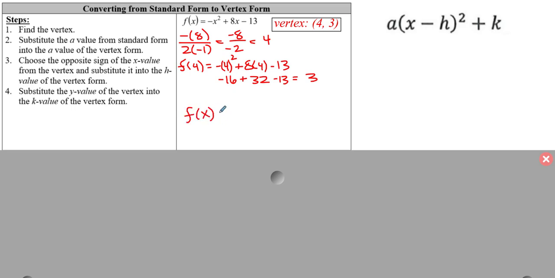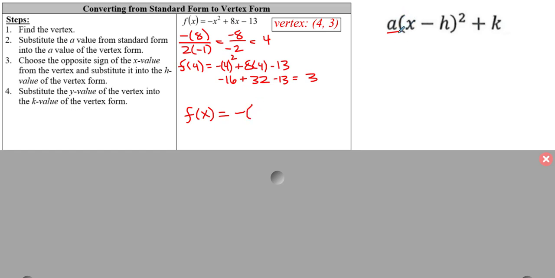So we got f of x, we got our equal sign. All right, that part we know. Then it says substitute the a value from our standard form. So what is the a value? Well, our a value here is a -1. So I'm going to put that negative. Remember, this is going where that a value goes. Do I need to put the 1? I can, but I do not need to.